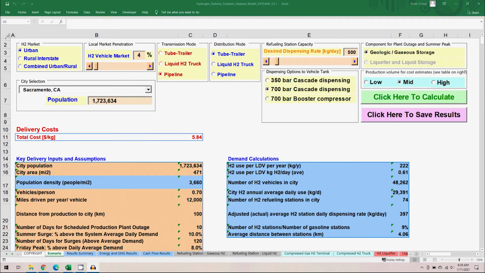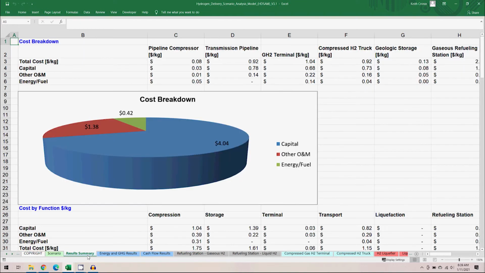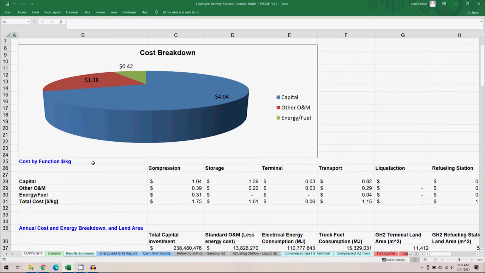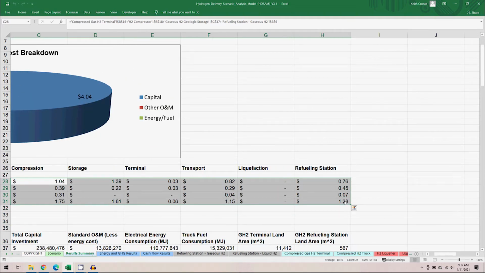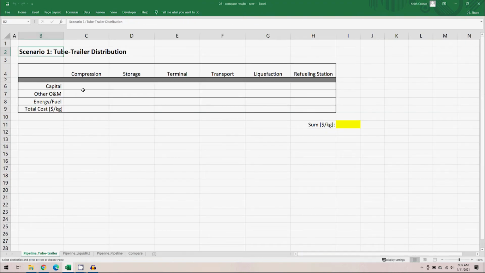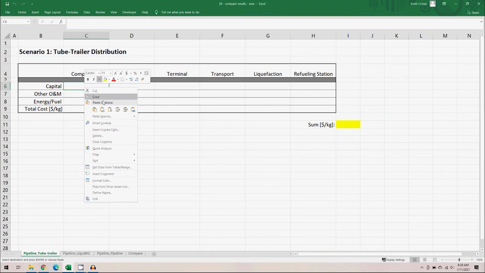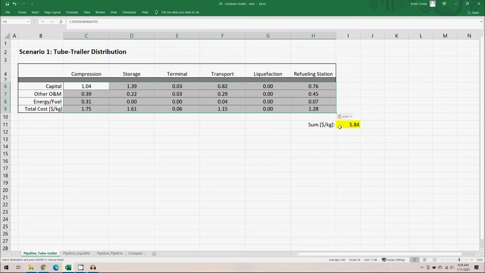To view the results, I'll go to the results summary sheet, and I'm going to copy over the cost by function results table to a separate workbook for comparison with later scenarios. The total cost for this tube trailer distribution scenario is $5.84 per kilogram of delivered hydrogen.